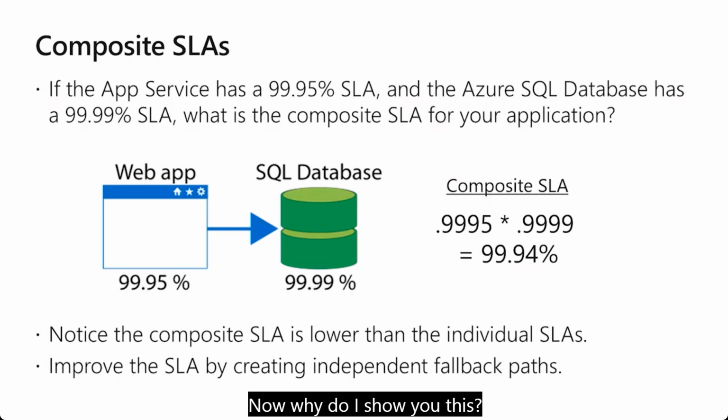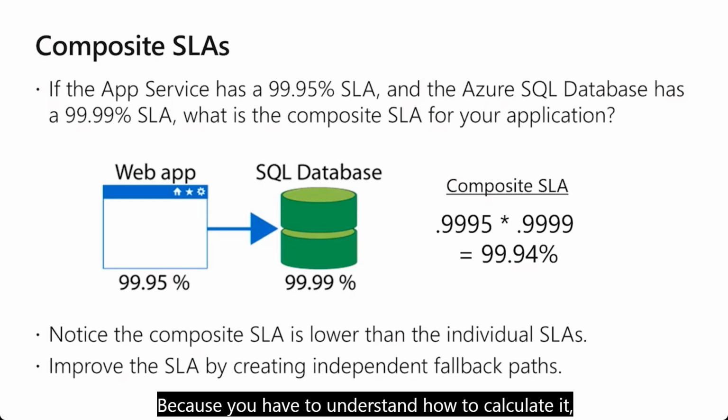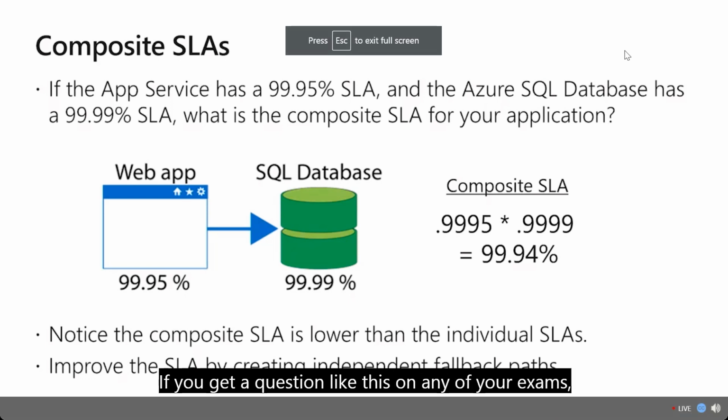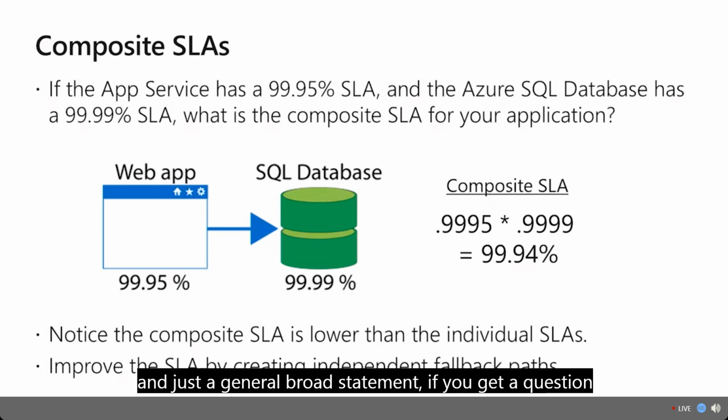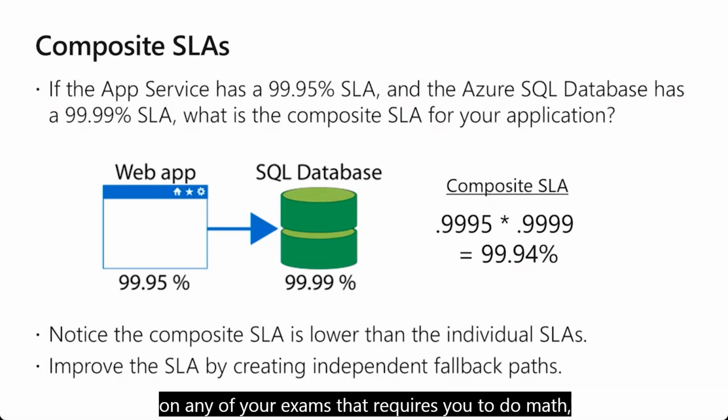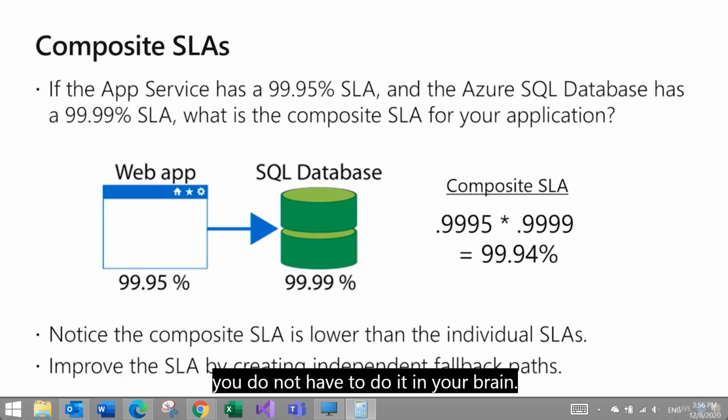Now, why do I show you this? Because you have to understand how to calculate it and how it works. If you get a question like this on any of your exams, and just a general broad statement, if you get a question on any of your exams that requires you to do math, you do not have to do it in your brain. You'll be provided the Microsoft calculator to solve that problem. If you get this question on your exam, you simply multiply the two percentages together, and it'll give you the resulting percentage. They just show you on the slide here, take it down to the decimal points, and it'll tell you what that actual percentage is. But understand we have those composite SLAs to help factor in the multiple points of failure.